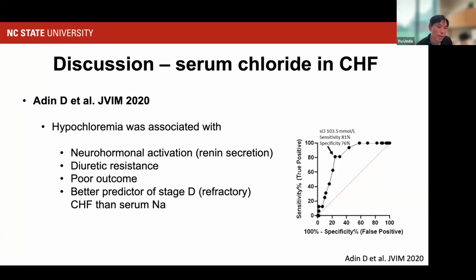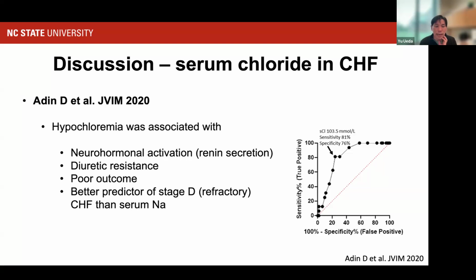the chloride sensed by the macula densa increases the GFR, but also increases renin secretion from the granular cells, juxtaglomerular cells. That's going to increase sodium retention, reabsorption at the distal nephron. And that is associated with diuretic resistance in these previous studies, and also associated with poor outcome.